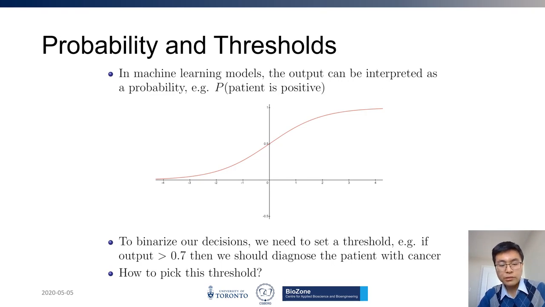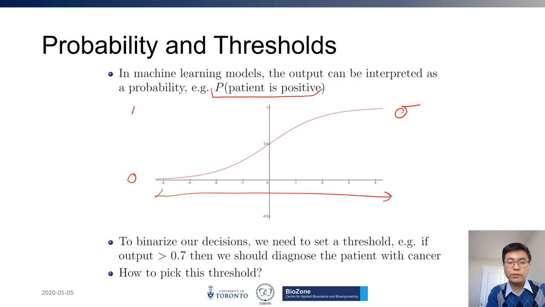How does a machine learning model make predictions? Well, usually, at least for machine learning models, you can use the output of the model and interpret that as a probability, i.e. the probability that a patient is positive for a disease. Probabilities are between 0 and 1. So here we see a curve that is the sigmoid function that takes in any value in the real numbers and outputs a value between 0 and 1 exclusive.